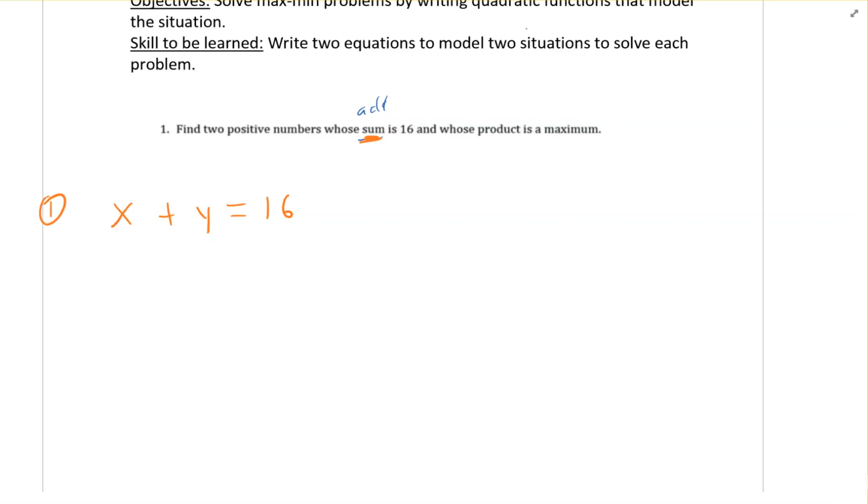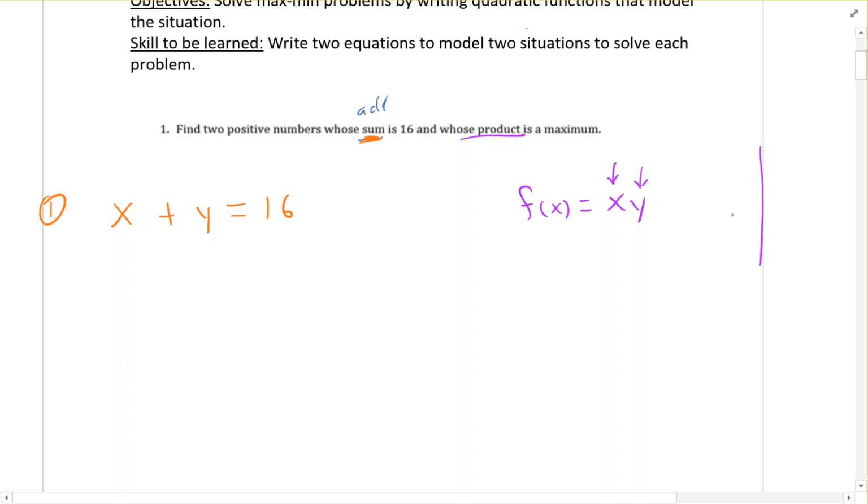The next one we're going to do is the second part here. It says whose product is a maximum. So product means to multiply. So we're going to say f of x is equal to x times y. The reason why we did this f of x part is because we're saying this is the function, right? This function is equal to x times y. And we want to figure out where these two numbers are going to give the biggest number possible. A little preview of what's to come: when we graph this function, we're looking for where it is the highest. We're looking for a maximum there.